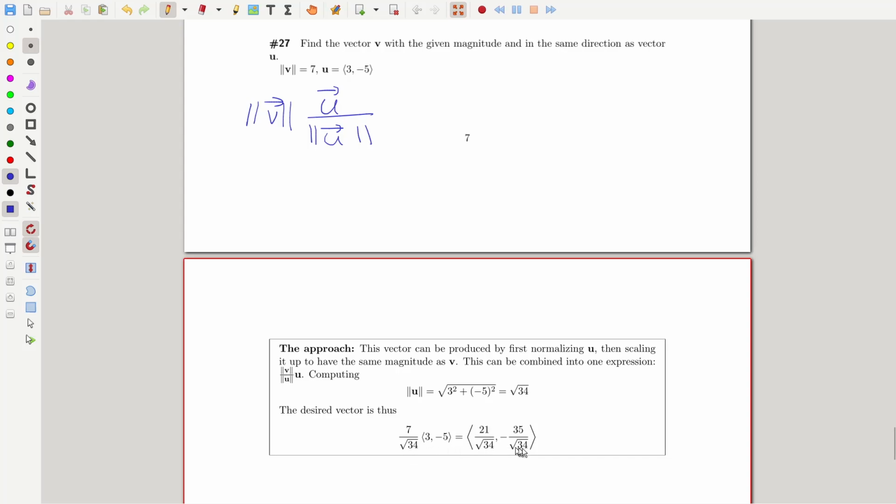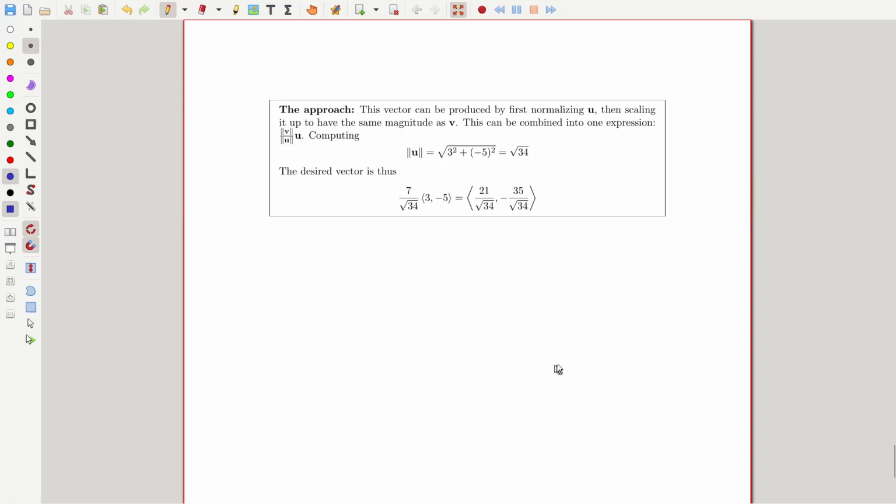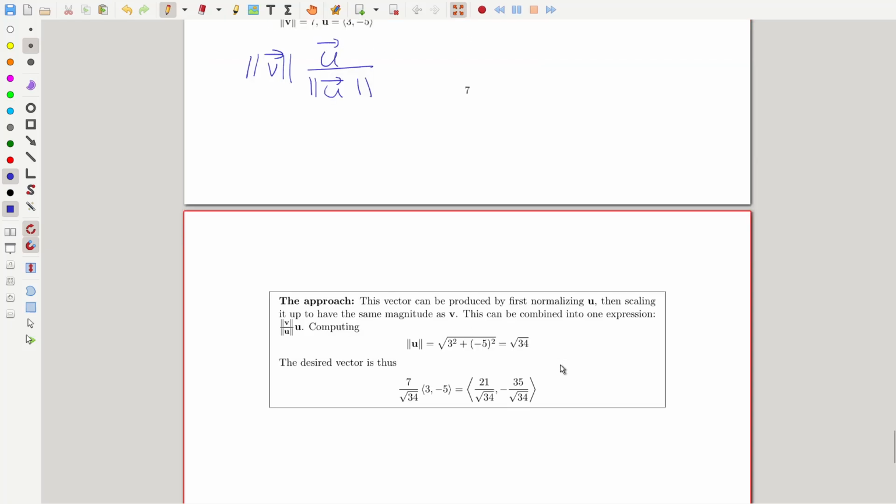And for completeness' sake, we multiply this into the vector in order to get this expression. And so that's the end of this section on vectors in two-dimensional space. In the next lecture, we'll talk about vectors in three-dimensional space.